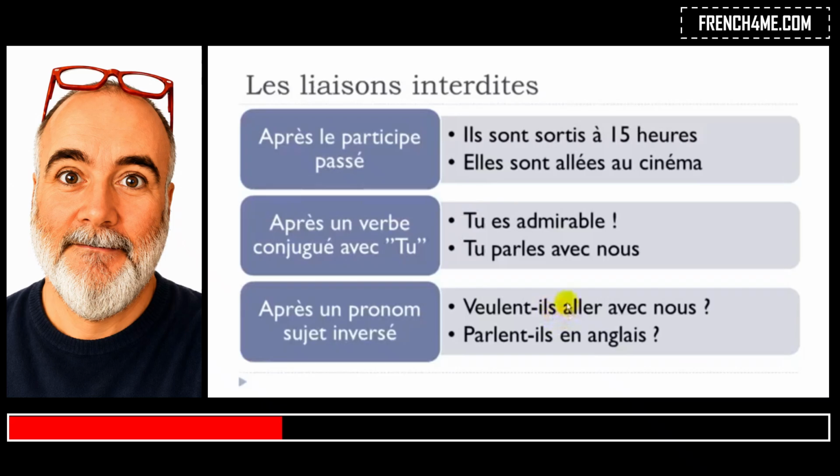It could be possible if you think about that. We've got an S here, and then we've got a vowel after. But then the rule goes like that. If you've got this structure, in which your pronoun is coming after your verb because it's a question, then you don't make the liaison, okay? Veulent-ils aller avec nous? Okay, exactly the same thing here. Parle-t-il en anglais? Okay, so no liaison after your pronoun. Just because the structure is like that. First you've got your verb, then your pronoun, then you don't make a liaison.